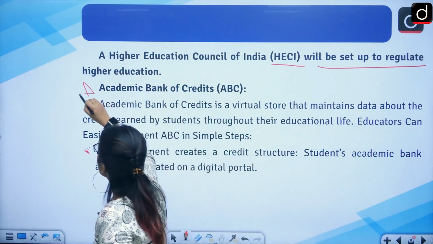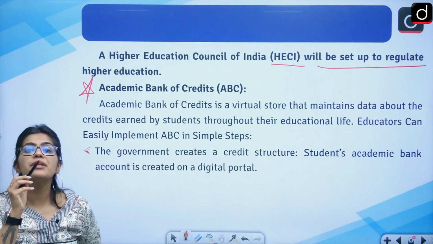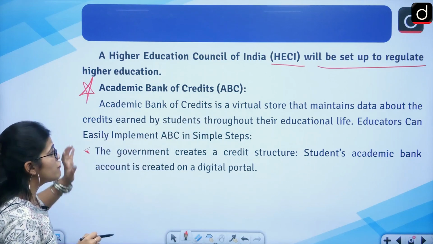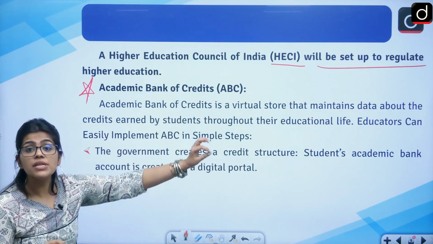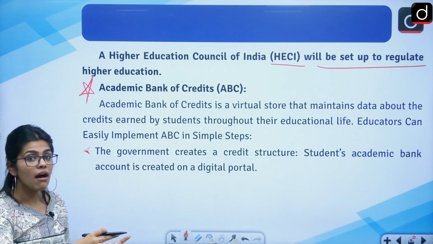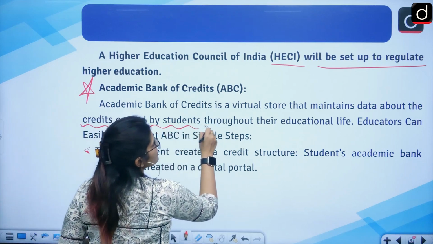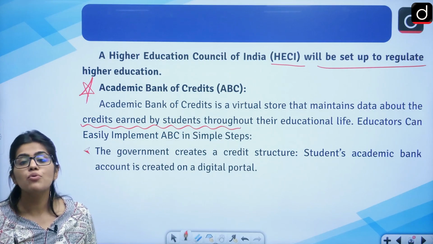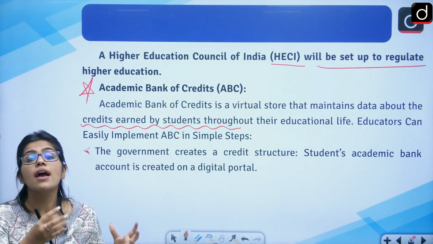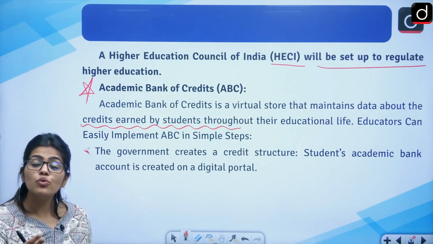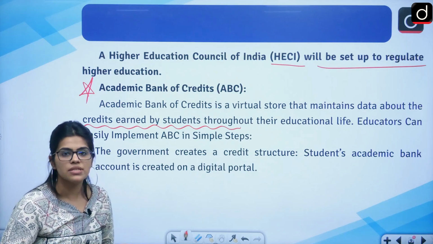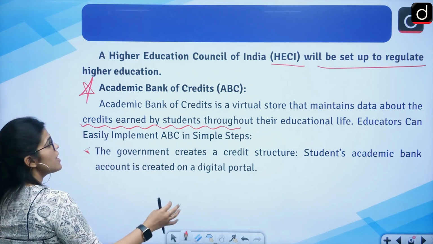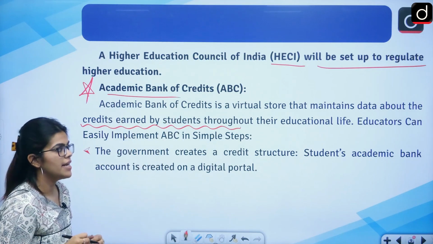Under this only came up one important concept of Academic Bank of Credit. Academic Bank of Credit, ABC, full form is also important, is a virtual store that will maintain the data about the different credits that are earned by the students throughout their educational life. So courses that you do on Swayam or the different MOOC courses can now be given credits and you can now redeem those credits, use those credits. Where will these credits be stored? These credits are stored nowhere else but in the Academic Bank of Credit.